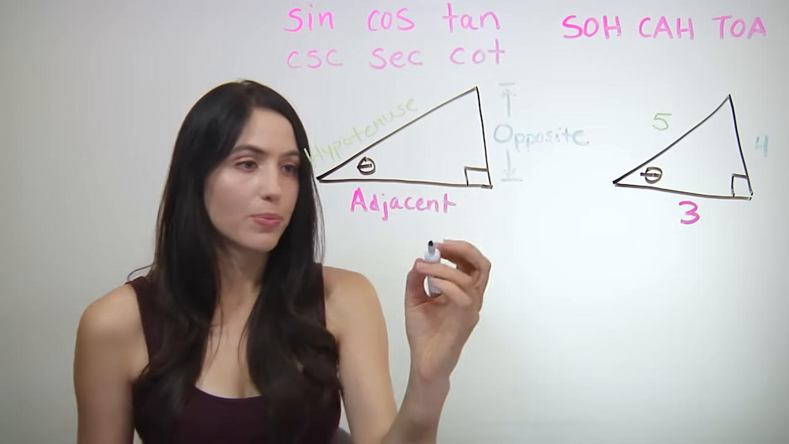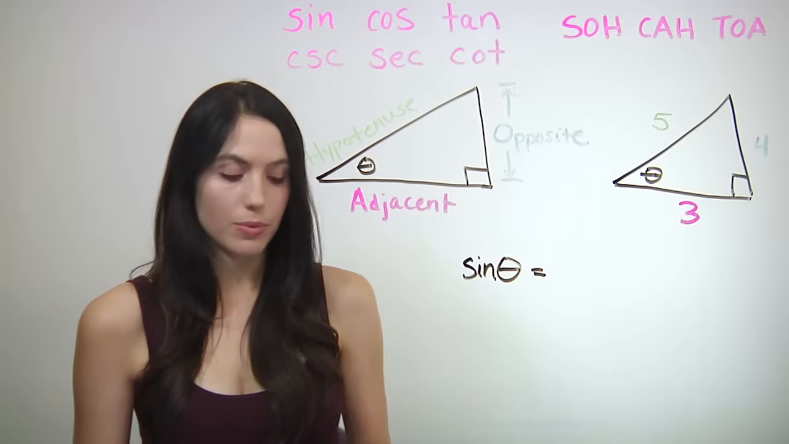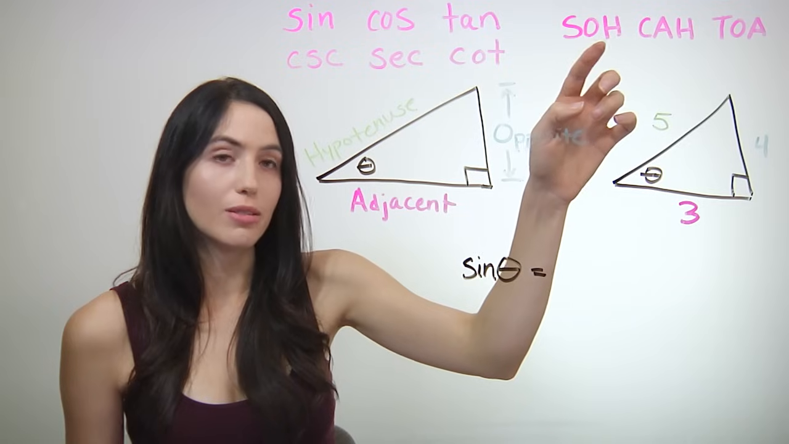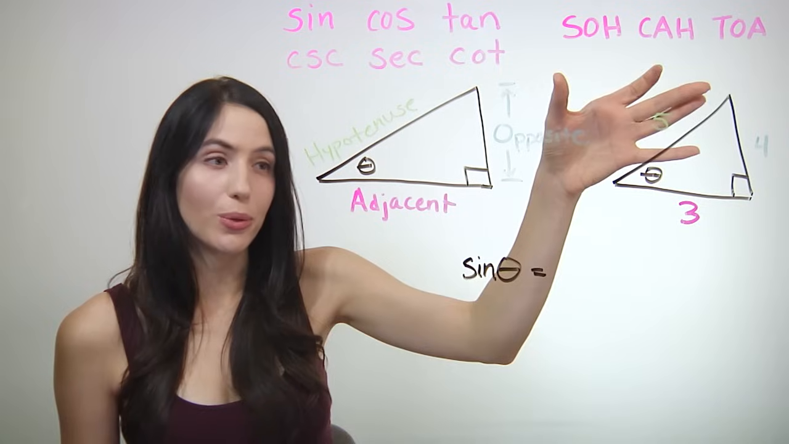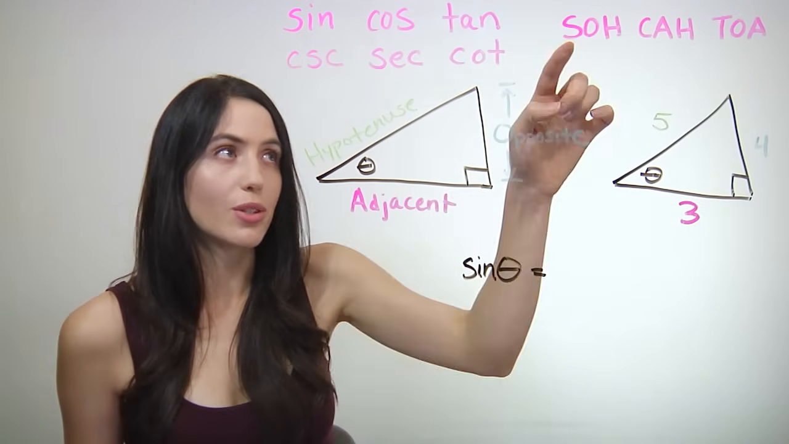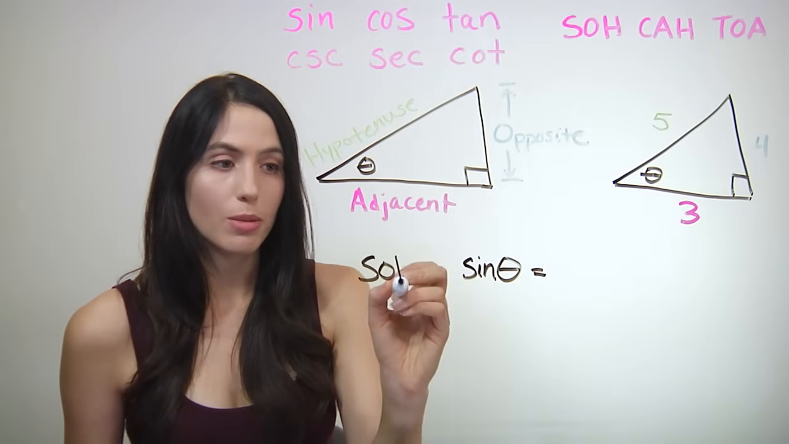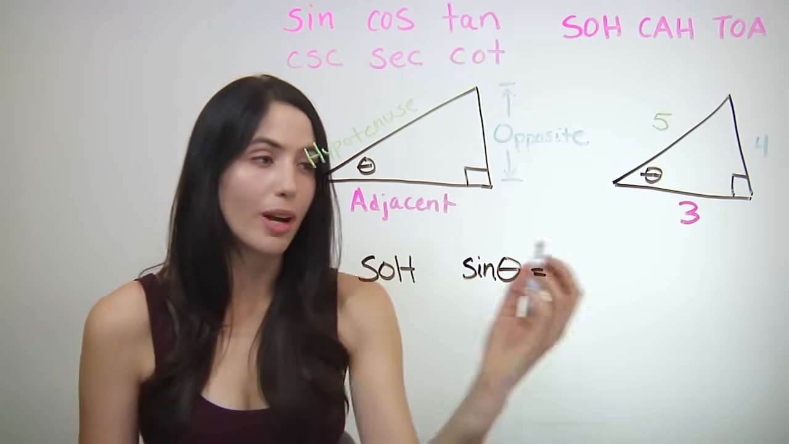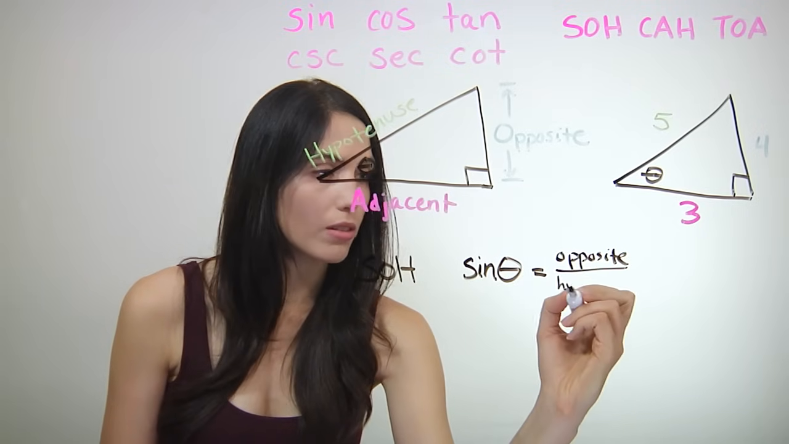Sine of theta is equal to opposite over hypotenuse. So this memory trick, SohCahToa, can help you know what values to use for sine, cosine, and tangent. For sine, it's going to be opposite over hypotenuse. It's the SOH part of the memory trick. So sine equals opposite over hypotenuse. So I'll write that out, opposite over hypotenuse.